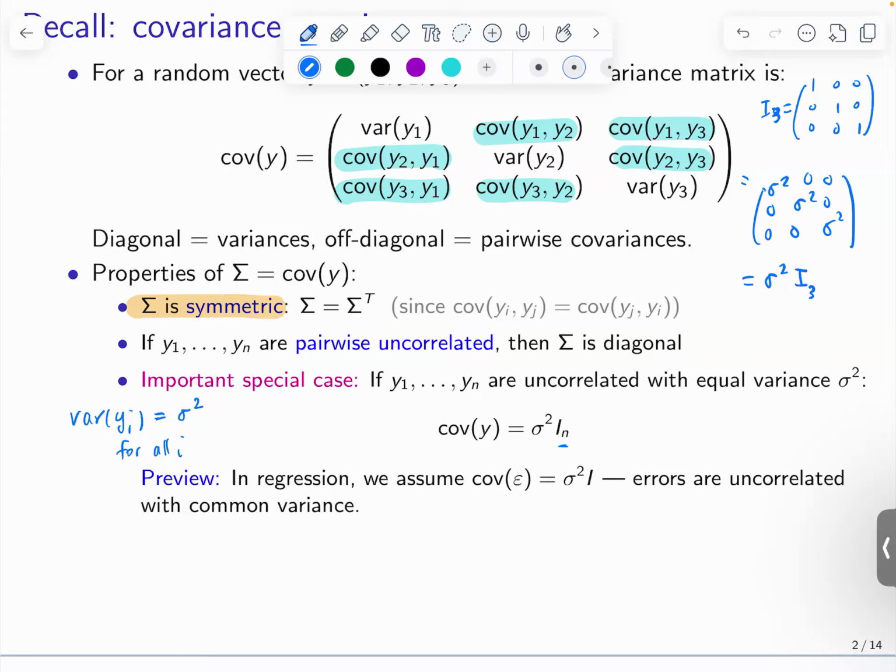Okay. This is going to be important for us in regression, because the typical assumption in regression is that the noise vector has a covariance which looks like this, sigma squared times the identity. Which you can interpret as saying that the coordinates of the noise have equal variances and they're uncorrelated. Does that make sense for people? This is nothing fancy, it's just a consequence of the definition of uncorrelatedness and the covariance. Question? Okay.